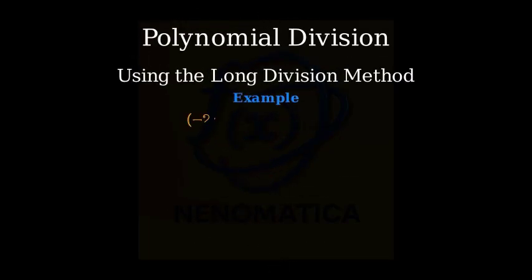Let's solve the example: negative 2x squared plus 4x plus 7 divided by x minus 2. Before we start dividing, let's first set up our problem in the standard long division format. We'll place the divisor, x minus 2, outside the division bracket, and the dividend, negative 2x squared plus 4x plus 7, inside the bracket. Now, let's begin the polynomial long division process.